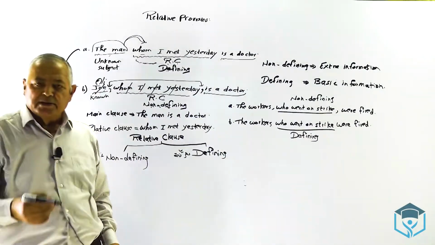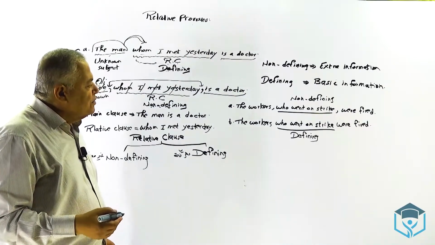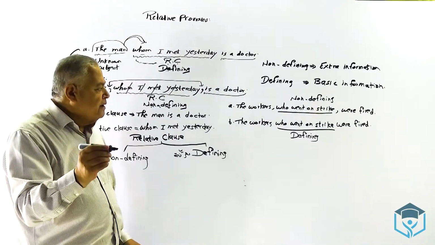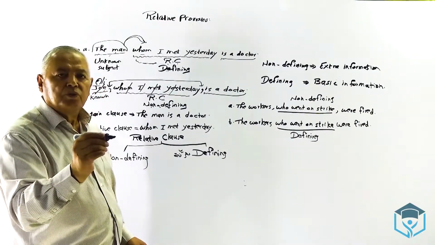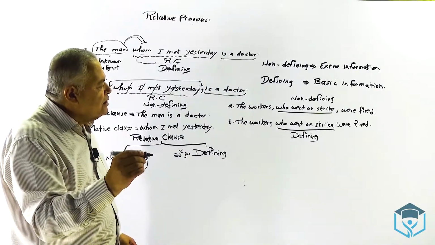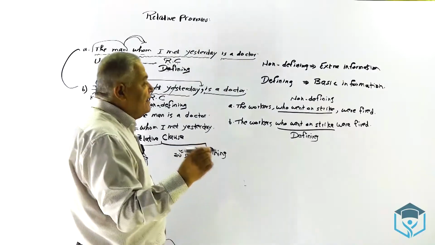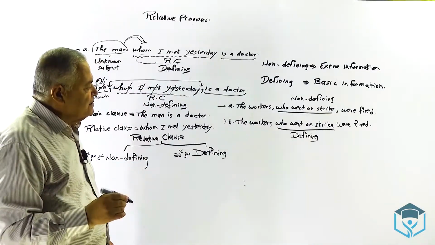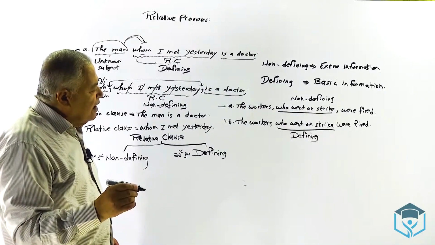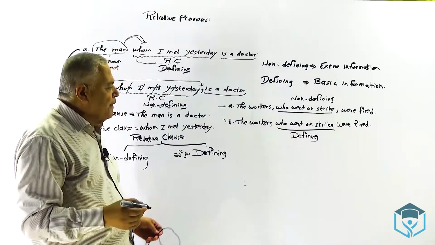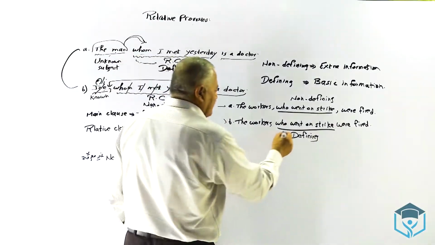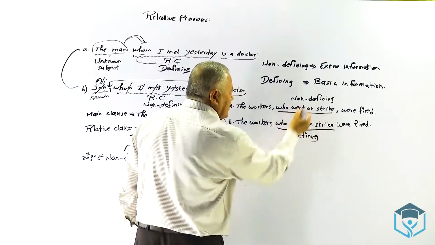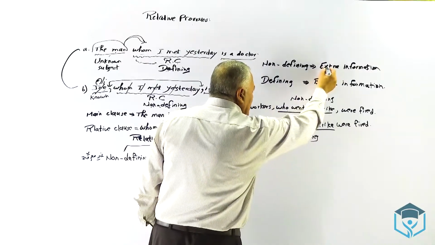Read, dear students, read the two sentences. The workers, comma, who went on strike, second comma, were fired. العمال الذين استمروا بالإضراب طردوا. What is the difference in meaning between sentence A and B? Think, dear students, try to find any possible difference. Clearly this is defining, that's non-defining. This is called extra information, that's basic information.